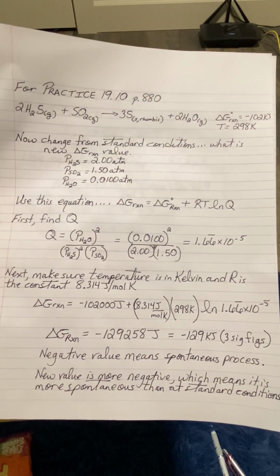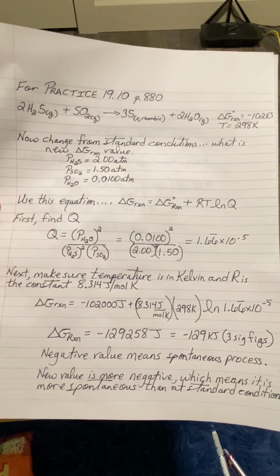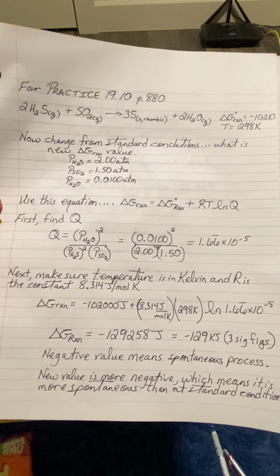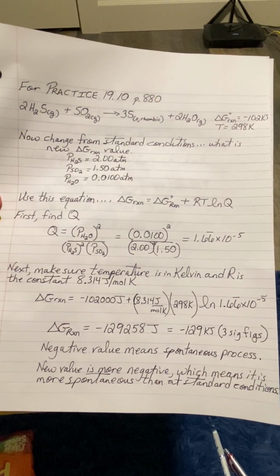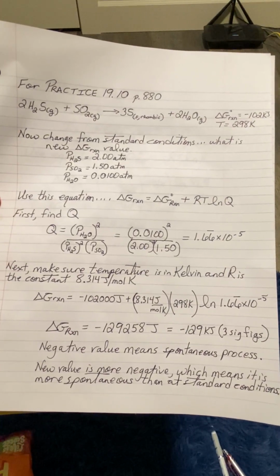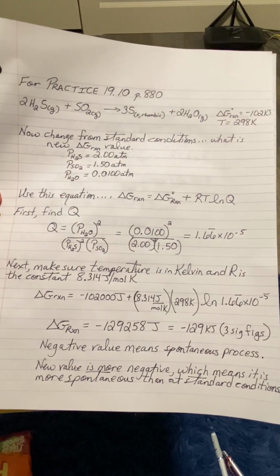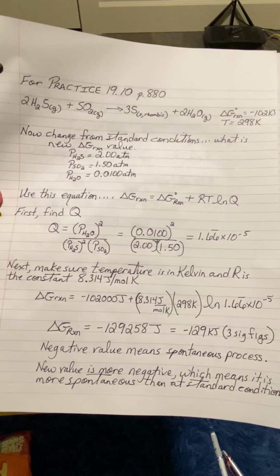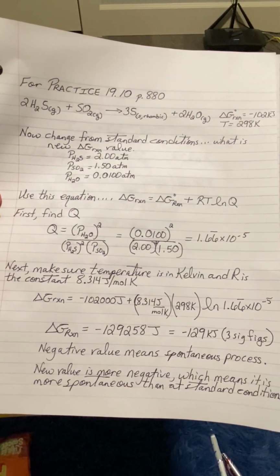Notice that it has plus RT ln of Q. We are outside the standard conditions. We're going to get a Q. Remember, that's a reaction quotient. It's like a snapshot. You got special conditions and you want to take a snapshot, see what it is. Okay, it's like writing a K constant. Okay, products over reactants. Same thing, coefficients become exponents.